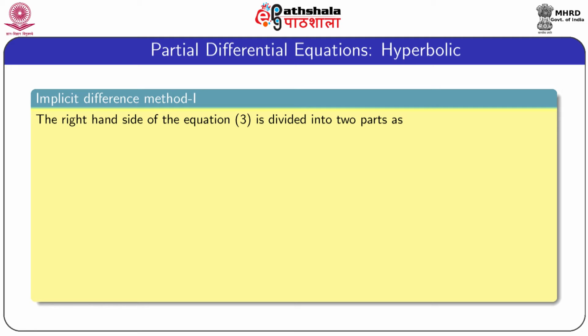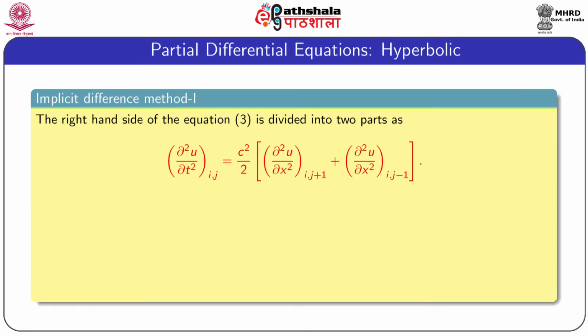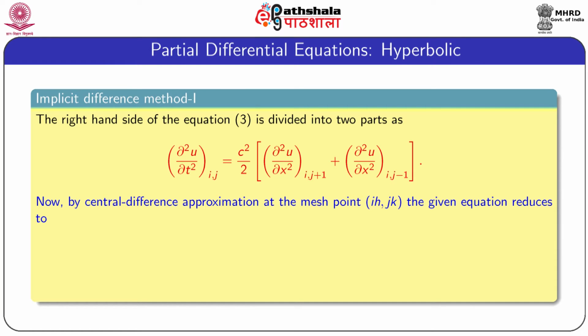Now we present two implicit methods to solve the hyperbolic partial differential equation. In the first implicit difference method, we have divided the right hand part of equation 3 into two parts. That means ∂²u/∂x² is divided into two parts, ∂²u/∂x² plus ∂²u/∂x², and the first term is discretized at the mesh point (i, j+1), and the second term is discretized at the mesh point (i, j-1). Now we approximate all these second order derivatives by using the central difference approximation.